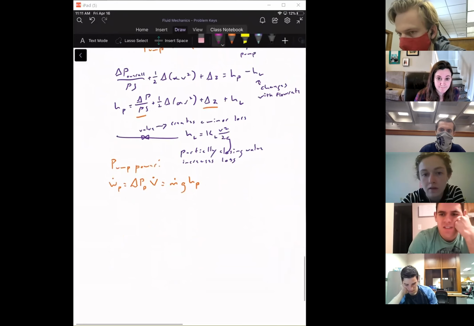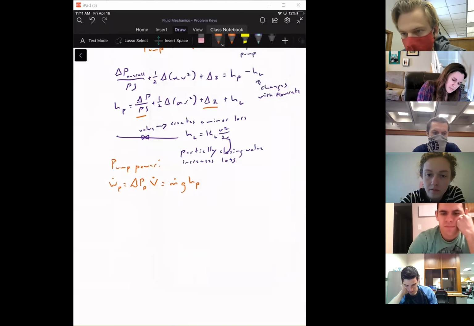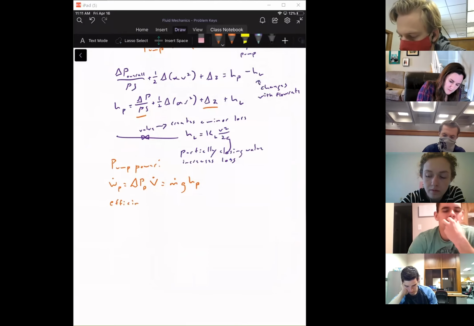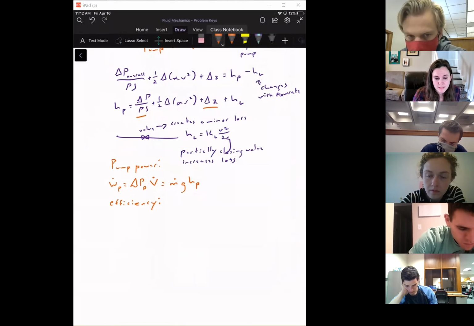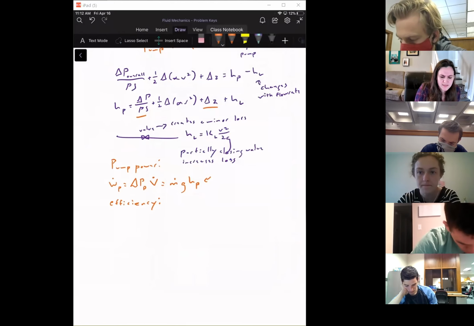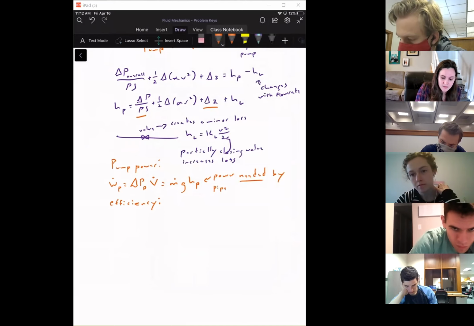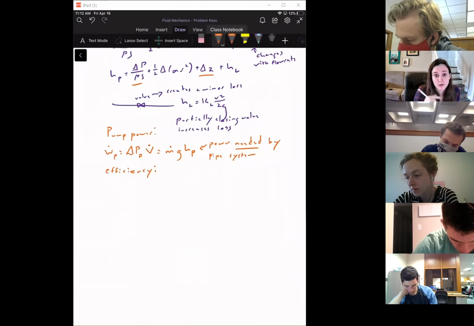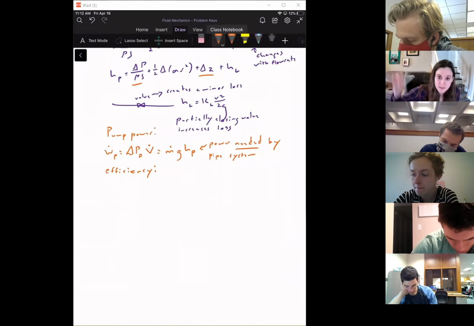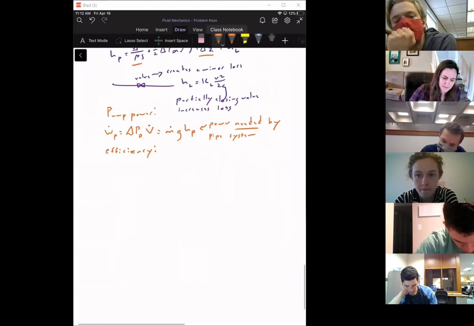Well, even with all those complications, it depends on the efficiency point, right? Yep, it also depends on the efficiency, because there are losses inside the pump. So this is power needed by the pipe system, is what this is. But in the pump, there's going to be losses, and the pump is going to need more power from electricity than the power it puts into the fluid.